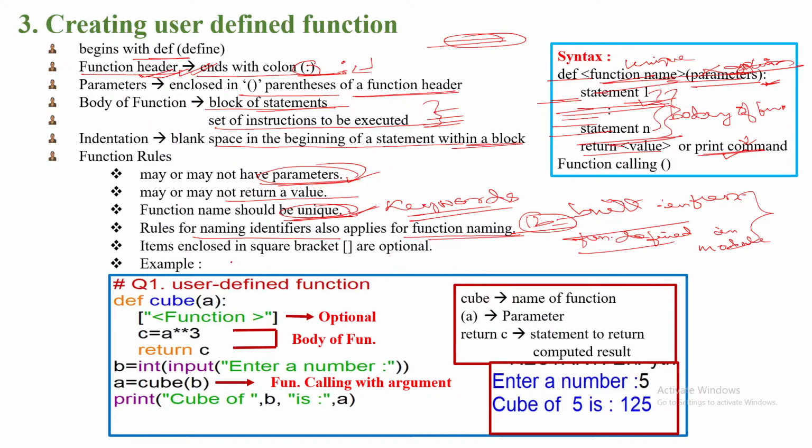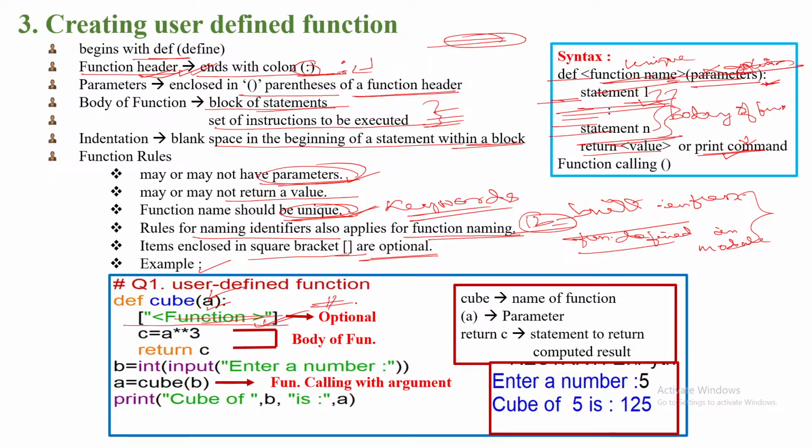Now items enclosed in a square bracket are optional. These you write just like in a comment section. So that is for optional. For examples, see: def cube, a is the parameter. Here I am passing the parameter. If you write any comment section in the square bracket in the function, this is optional. You can write any comment here, just like comment lines in Python.